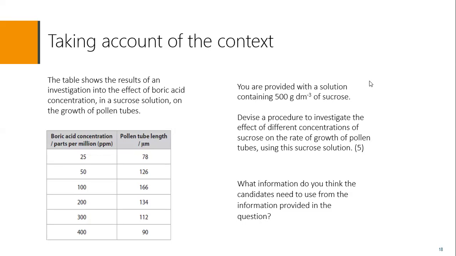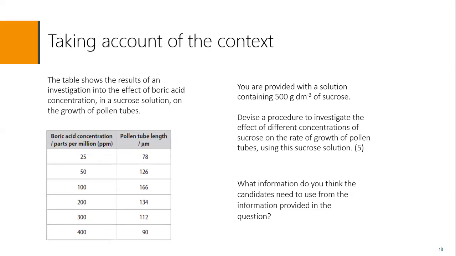Yes, we're getting some good ideas here. They're given a starting solution of sucrose solution, so they should base their concentrations on that starting solution. Boric acid is not something that they will probably have used in their own experiments, so they need to take information from that and decide on the concentration of boric acid they're going to use and maintain it as a constant throughout the experiment, and they need to think about time, how they're going to time it.